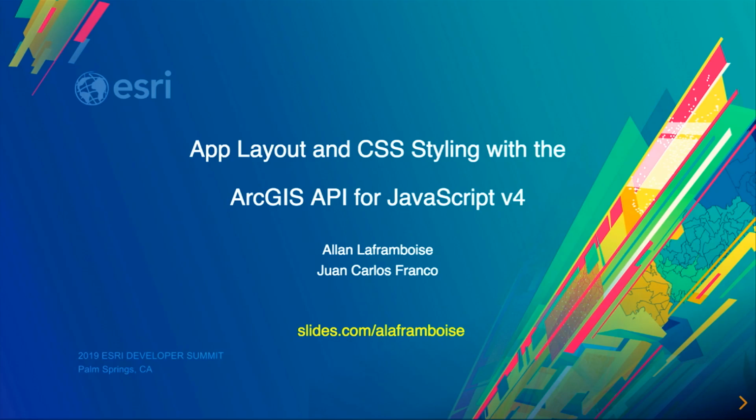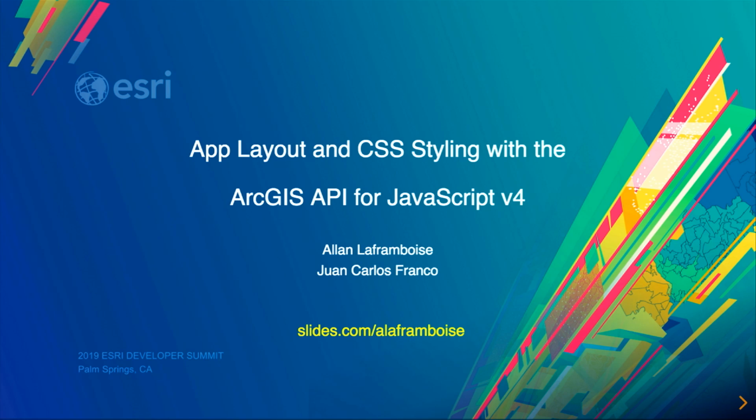I'm here with Juan Carlos Franco, and we're here to talk about app layout and CSS styling with the ArcGIS 4 API, JavaScript API. Like all of my slides, you can find the information and all the links on slides.com/alaframboise. So if you want to follow along with us, or if you want to go to the links afterwards, then everything is available here immediately.